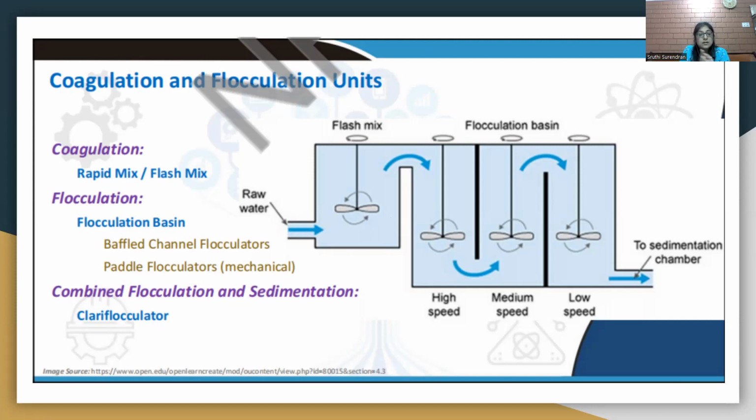Flocculation is done in flocculation basins, either baffled channel flocculators or paddled flocculators. Baffled, like in the last class we had explained, they are partitions like this. You can see these black partitions over here. They are called baffles. Paddles are nothing but again paddle-like structures that will help in mixing water. And for combined flocculation and sedimentation, tanks called clariflocculators are used.